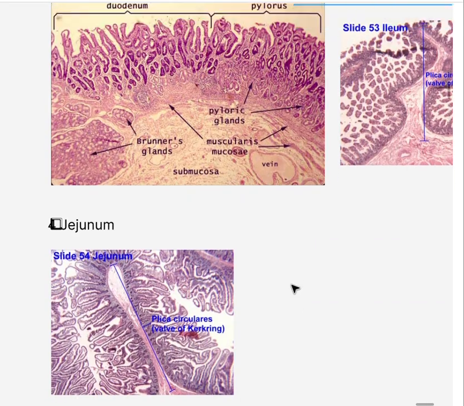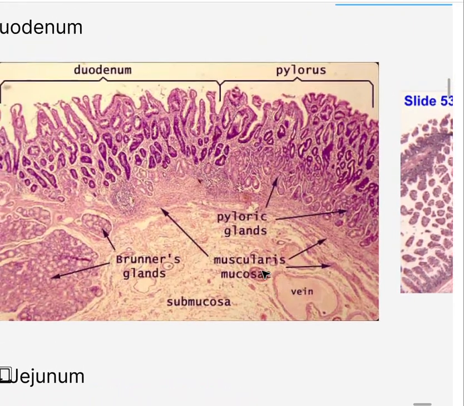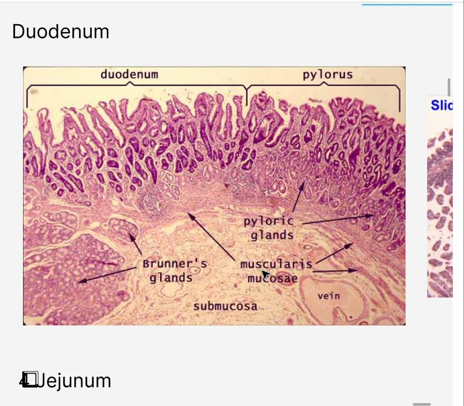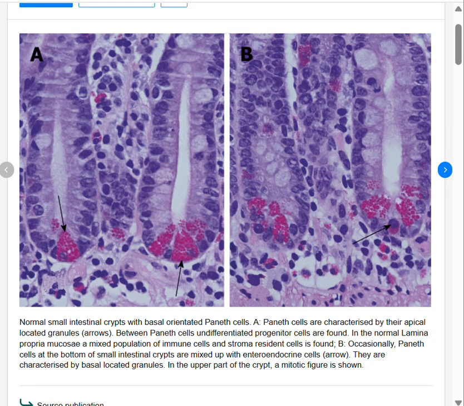We have crypts of Lieberkühn here, which contain stem cells, and also Paneth cells. Let me show that to you. Okay, so these are the crypts of Lieberkühn, with basally oriented Paneth cells. The Paneth cells basically secrete defensins, lysozyme, and tumor necrosis factor. And these are basically the crypts of Lieberkühn, right?